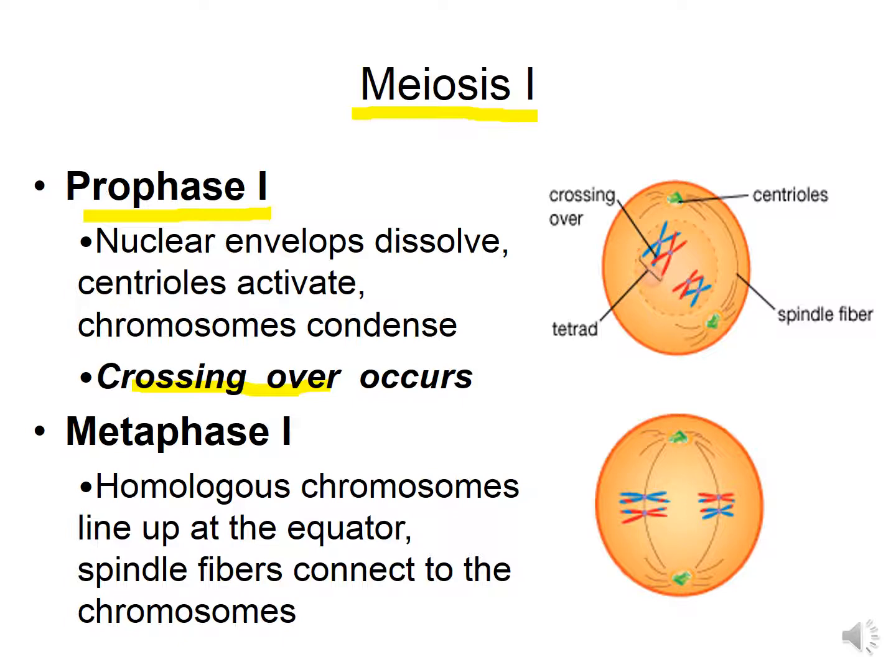The next phase is called metaphase 1. This is where things line up in the middle of the cell and get ready to separate, and the fibers reach down and grab them. Notice here how these things are lining up. We have, instead of chromatids lining up on either side, we now have chromosomes lining up on either side of this imaginary line, because that's what's going to separate.